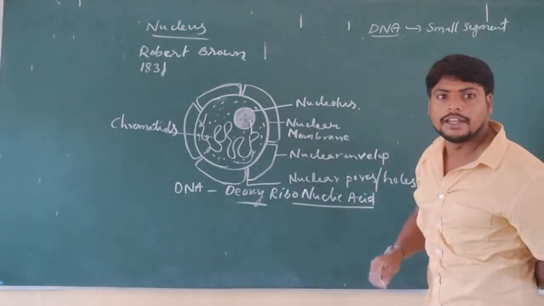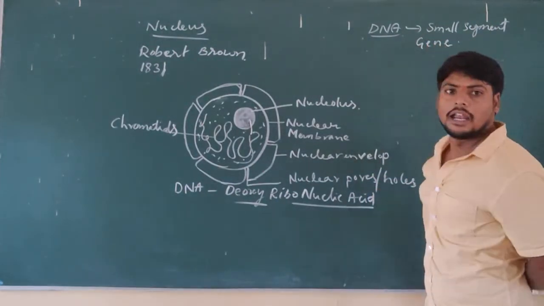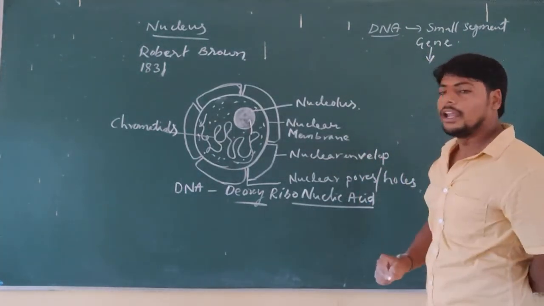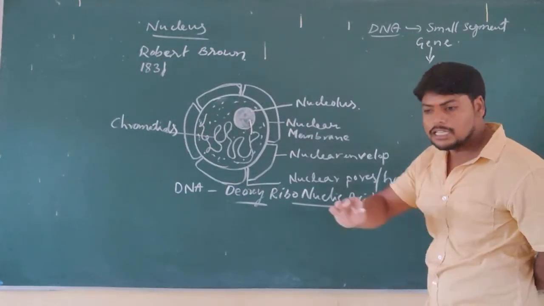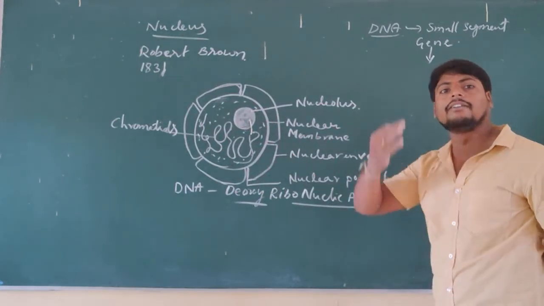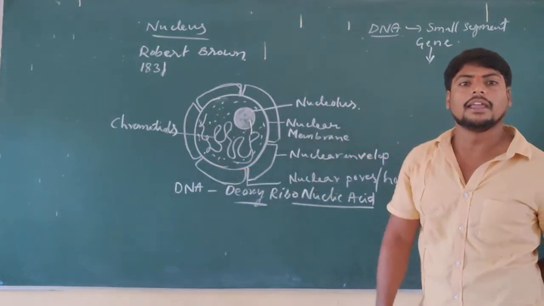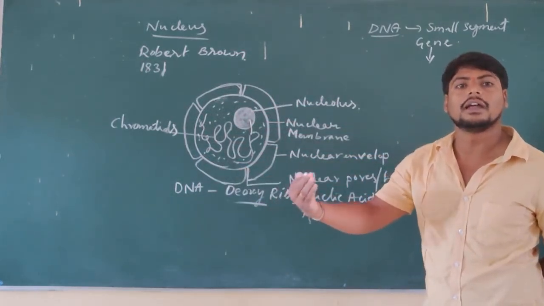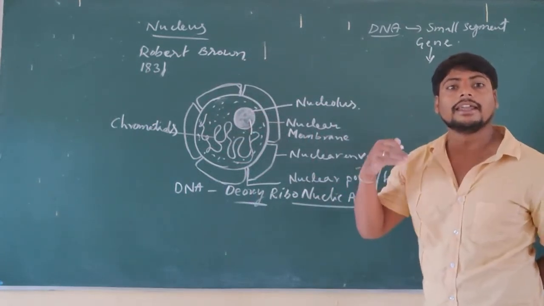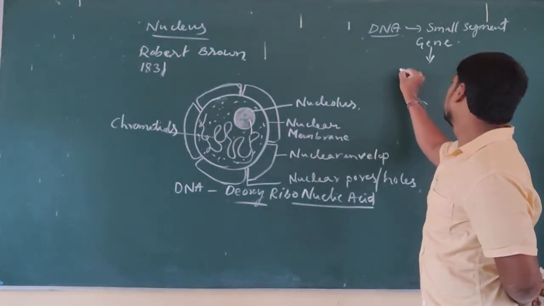The small segments of the DNA are called genes. And what is the important function of the gene? This gene plays a key role in the transfer, that is, forwarding of characters. Whatever characteristics are present in the parents are transferred to the young ones, that is, newborn babies. That is called inheritance.